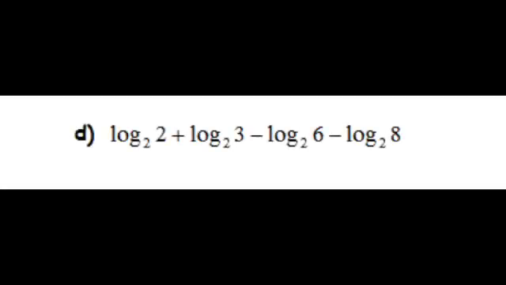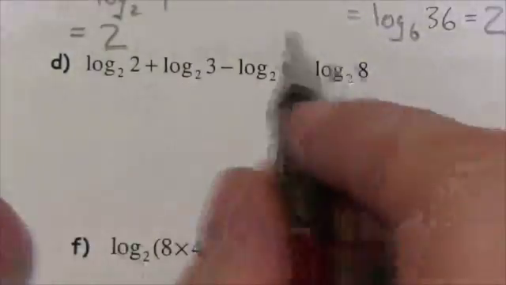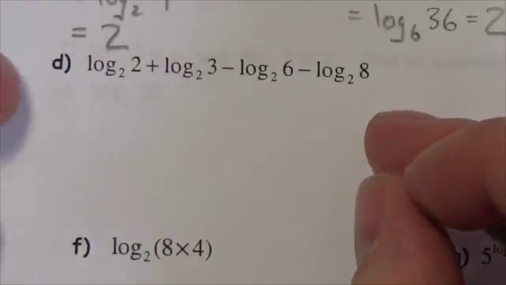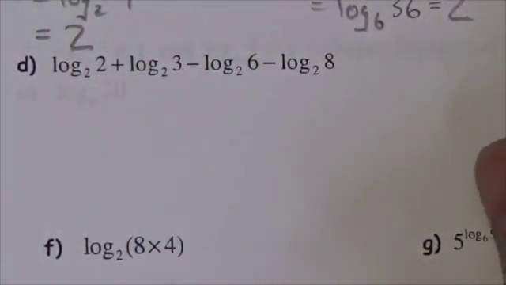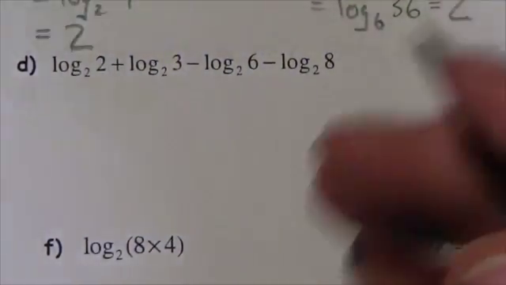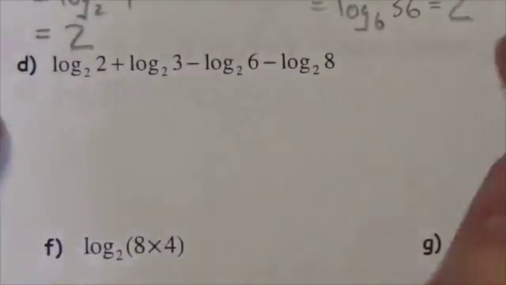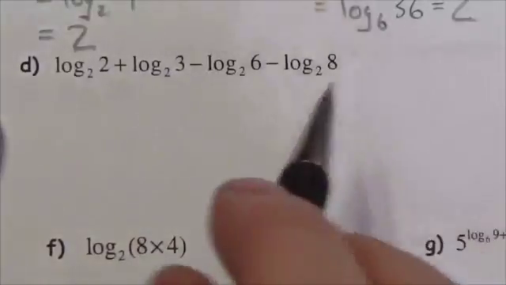The log base 2 of 2 plus the log base 2 of 3 minus the log base 2 of 6 minus the log base 2 of 8. Okay, so I want to walk you through this one. This is an important example here because of what it illustrates. There's a little rule that I'm going to give you guys in a little bit. Not right away, but I'll hint at it with this one. I might even just give it to you at the end, but let's talk about this one first.